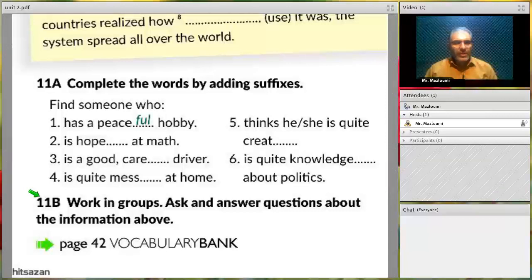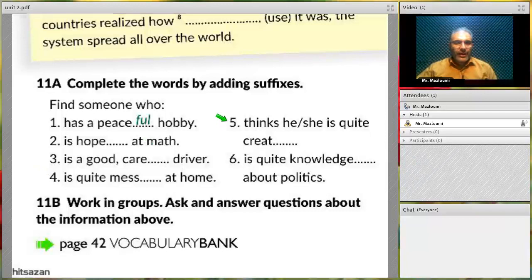Find someone who is a good and careful driver. Well, not to pat myself on the back, I think I'm a careful driver. I try to follow the traffic rules. Number 4, find someone who is quite messy at home. Well, my beloved son is quite messy. We just keep telling him to pick up his things, to organize, to tidy up his room. Yeah, I think he's just going through a stage.